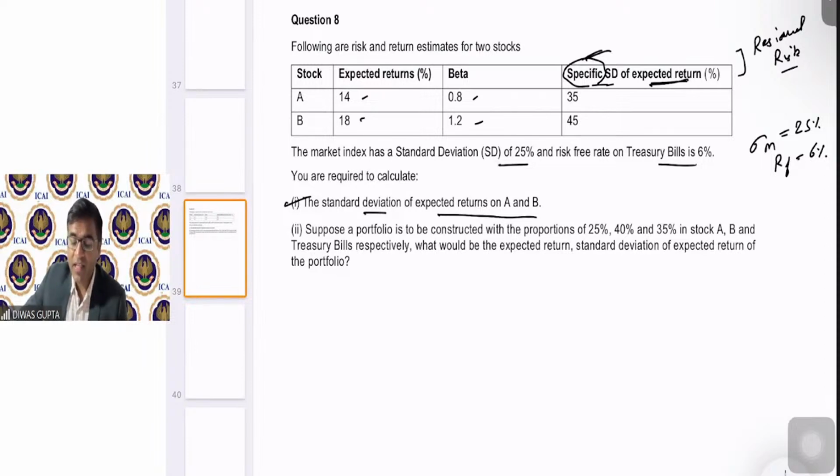So in this specific case, we will take use of Sharpe's index model because the fact pattern is according to that. So we know that total risk.